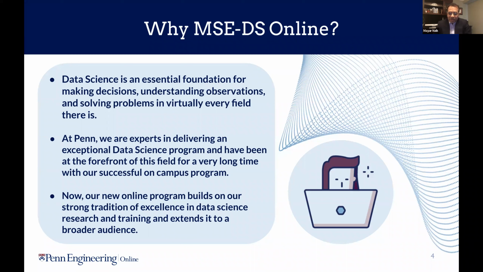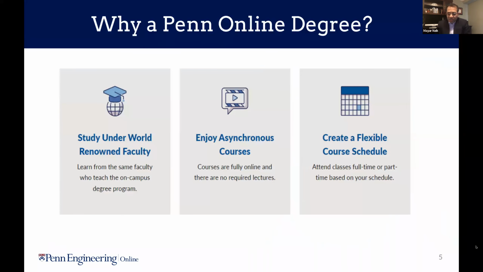Now at Penn, we are experts in delivering an exceptional data science program because we have been at the forefront of this field for a very long time with our successful on-campus program. Penn has a vibrant campus with 12 different schools that motivate us to work on many cross-disciplinary topics, and these in turn have inspired this degree program that we are bringing to you now online. So this online program builds upon a tradition of excellence in data science, both in terms of research and training, and it extends it to the broader audience through this online offering.